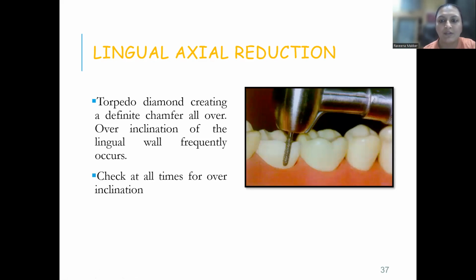Then there is the lingual axial reduction. Torpedo diamond, creating a definite chamfer all over. Over inclination of the lingual wall frequently occurs. Then torpedo diamond is used to create a chamfer finish line all over the lingual axial surface, and over inclination should be checked at all times.